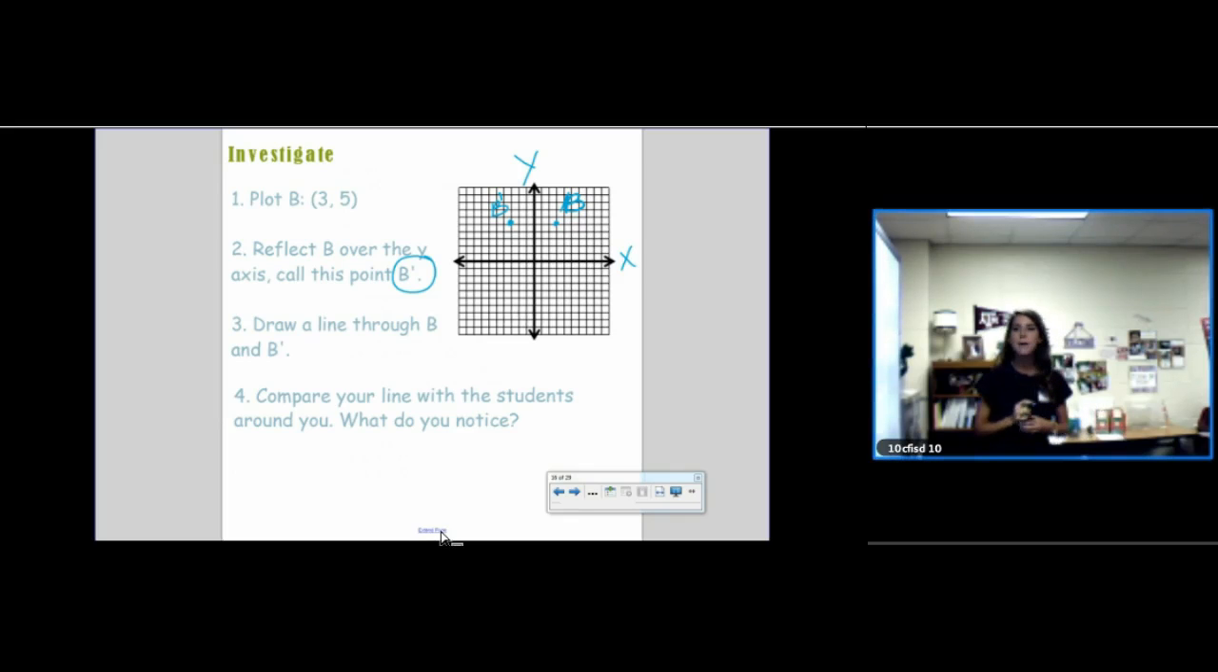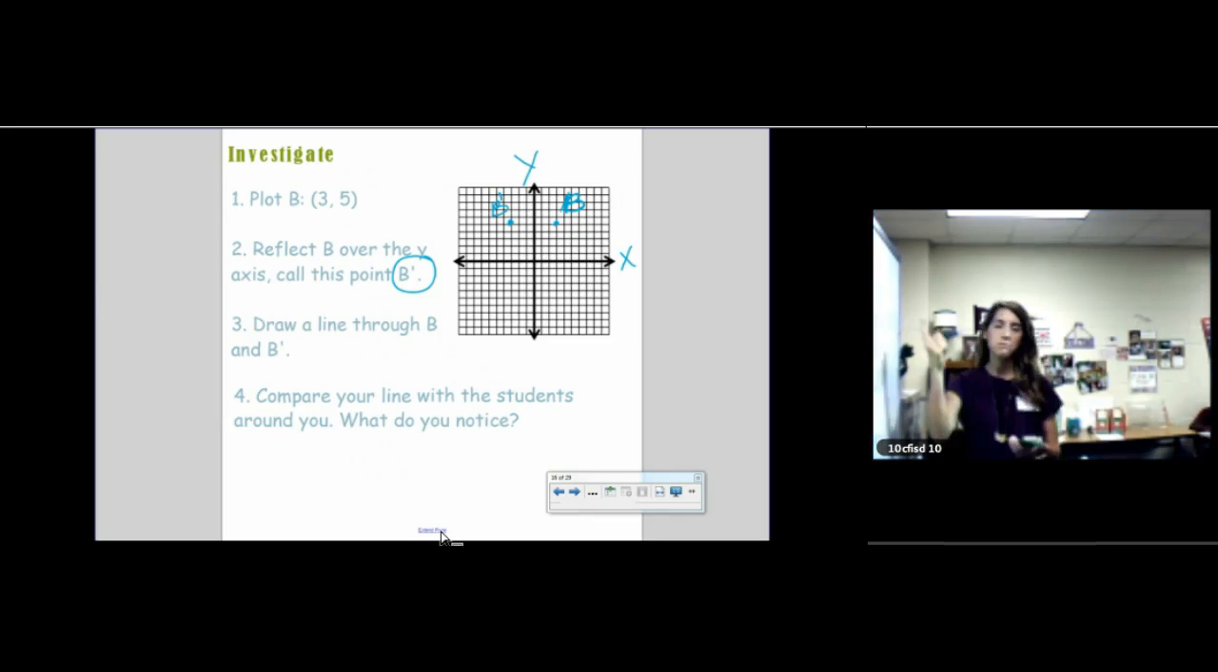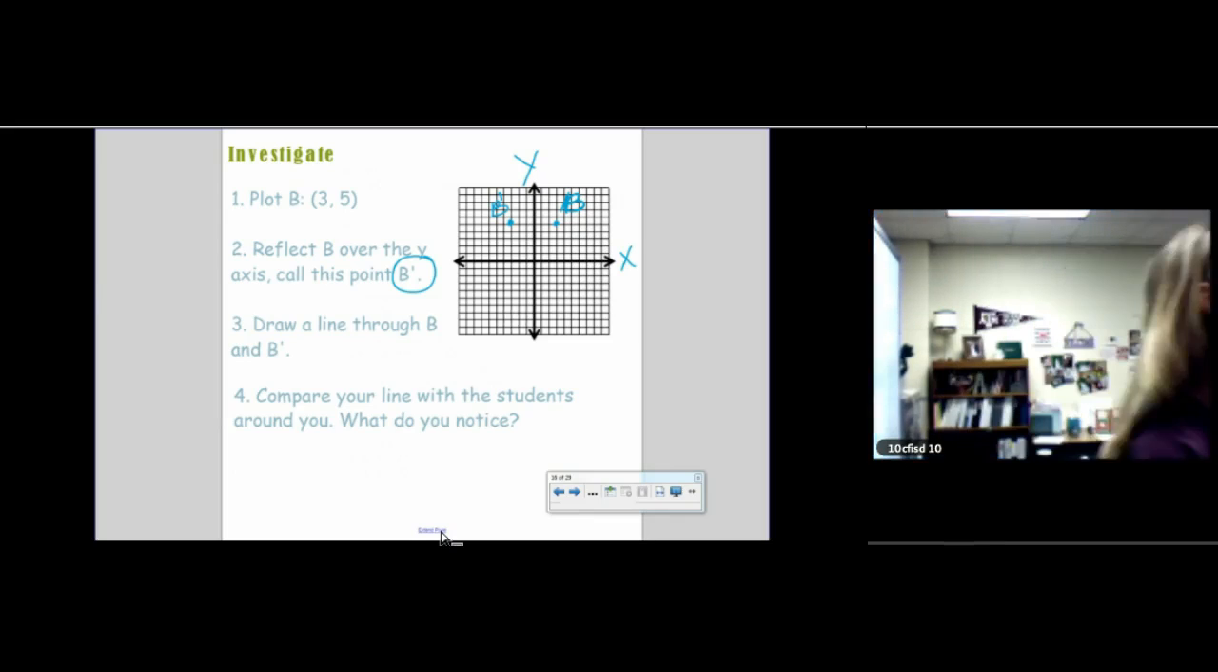B prime. All right. Draw a line through point B and point B prime. Do it. I don't want to show you what it looks like. Draw a line through point B and point B prime. Oh, one line, not two lines. Good idea though. One line. I didn't think students would do that. That's not a line yet. That's a segment.